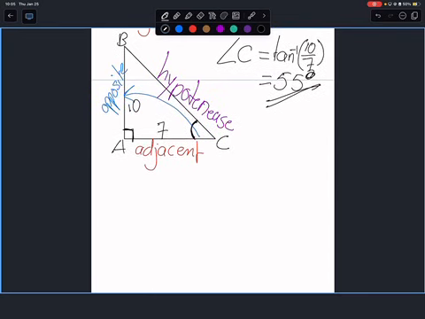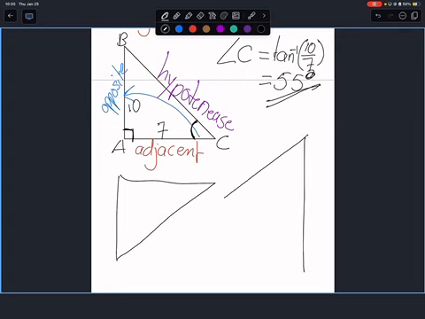So what's next? Another triangle. It's a right angle triangle. Upside down. Correct. That one is strange.